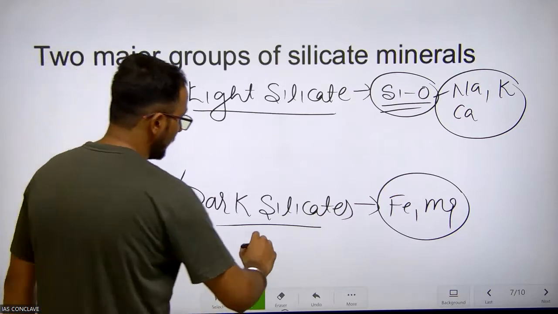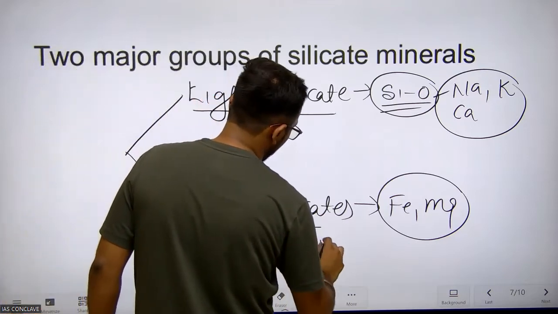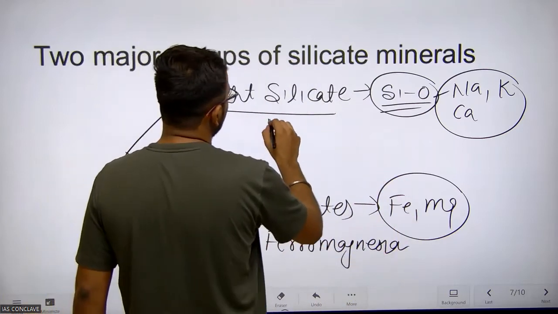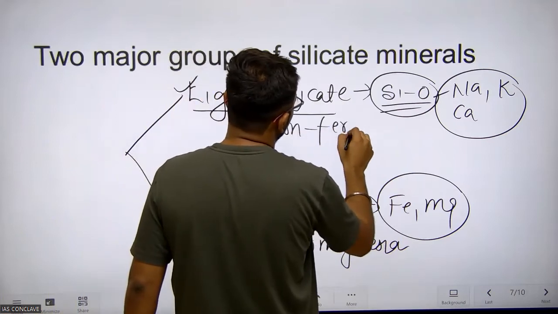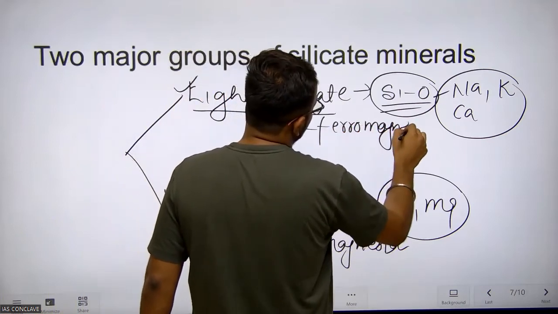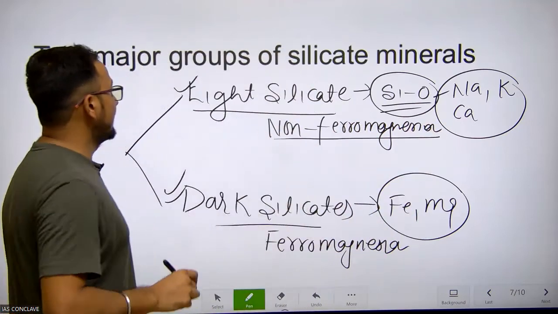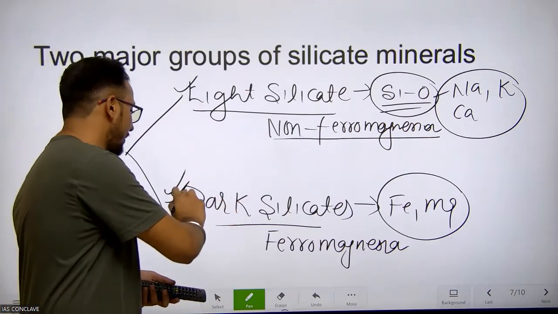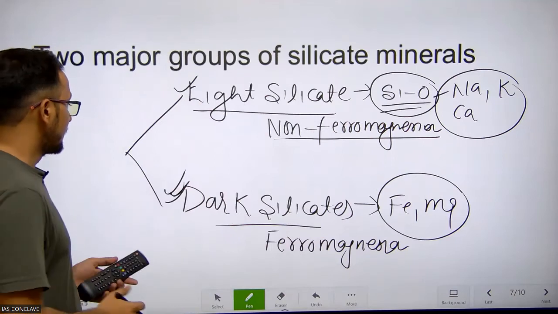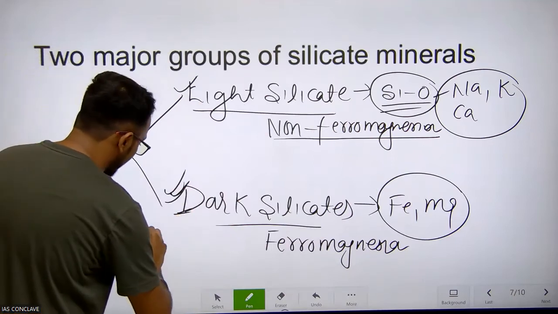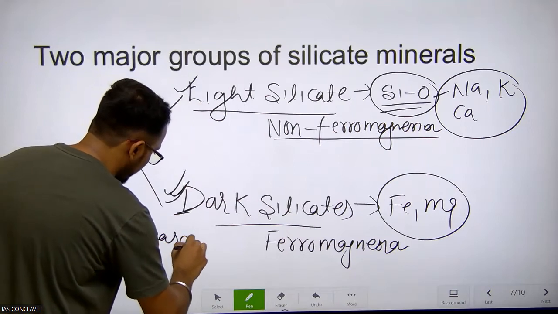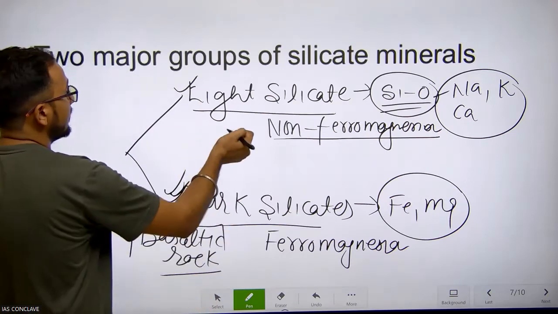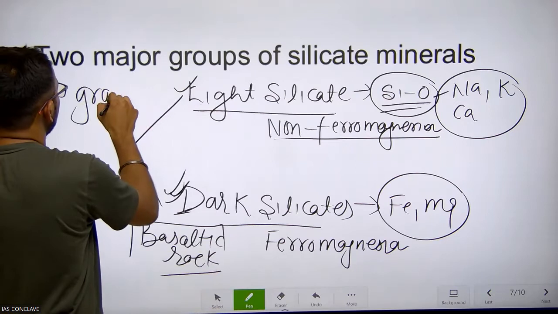and that's why dark silicate minerals are called ferromagnesian minerals, while light silicate minerals are called non-ferromagnesian. Light silicate minerals are light in color and have low density, but dark silicate minerals have very high density and high specific gravity. An example of dark silicate minerals is basaltic rock, and of light silicate minerals, granitic rock.